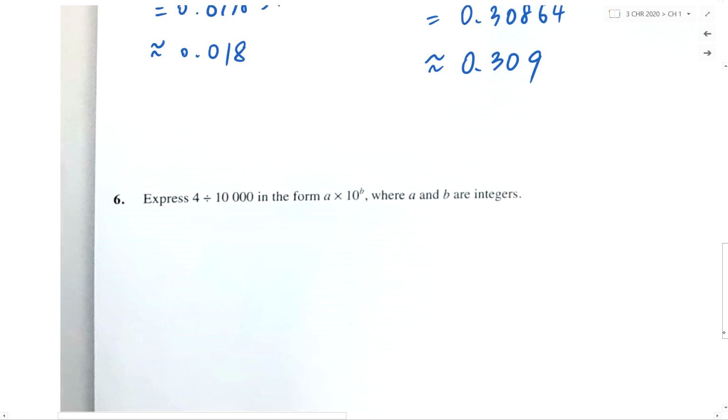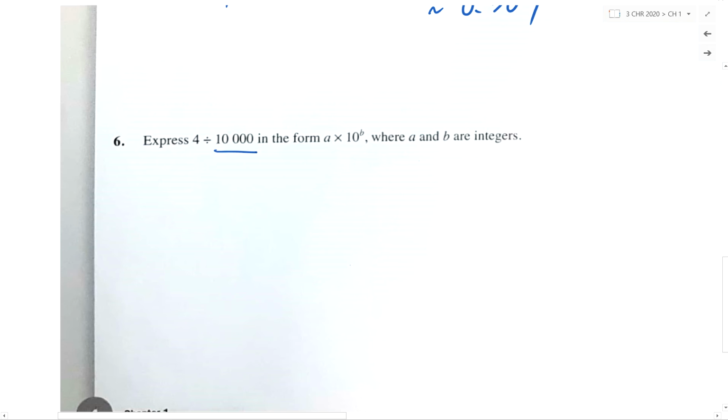Express 4 divided by, what is this number? How do we read this? 10,000. You see the little gap over here? It is to help us read better. Express 4 divided by 10,000 in the form a times 10 power b, where a and b are integers.